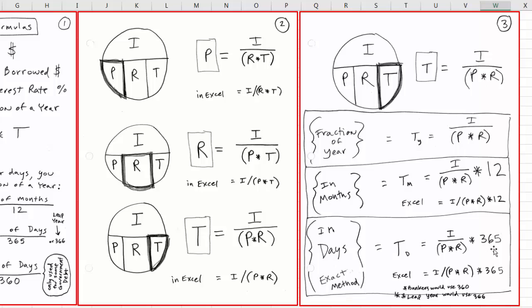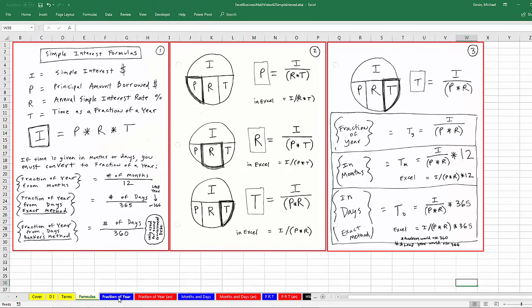Now, we want to go over and look at our first three examples on the sheet, fraction of a year.